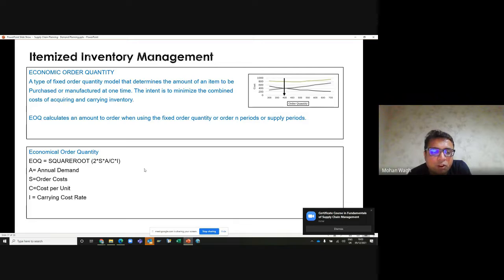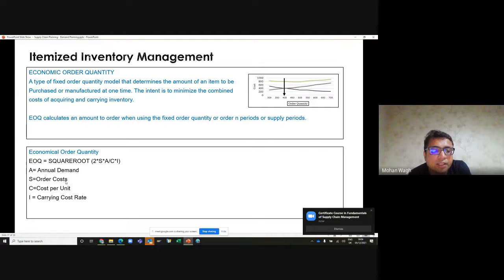And there's a basic formula which I mentioned: annual demand, the order cost per unit, and then I is the carrying cost. When you keep the inventory, one needs to store it at a proper place, and ensure that it doesn't get stolen or damaged. There is some cost for it, so that comes into the carrying cost, as a percentage of the cost of the inventory per unit.